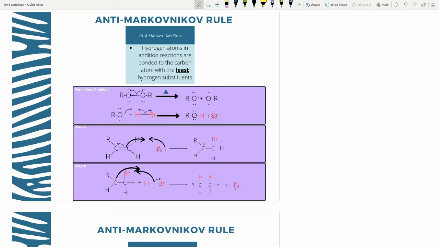The last note is that the addition of HBr in the presence of peroxides works only with HBr because radicals formed through HI, HCl, and HF are energetically unfavorable.